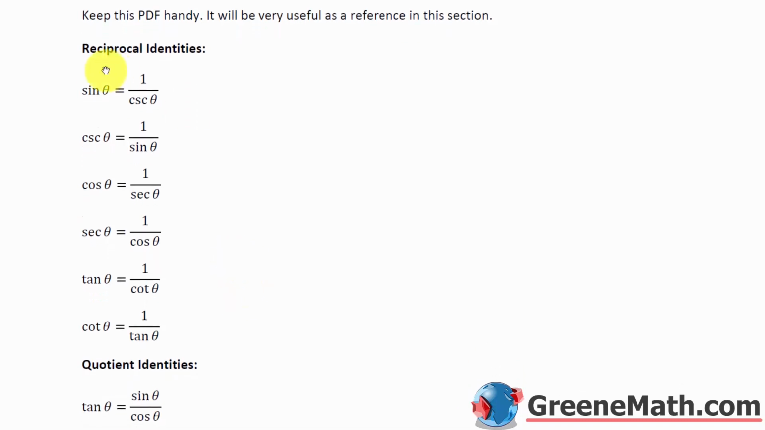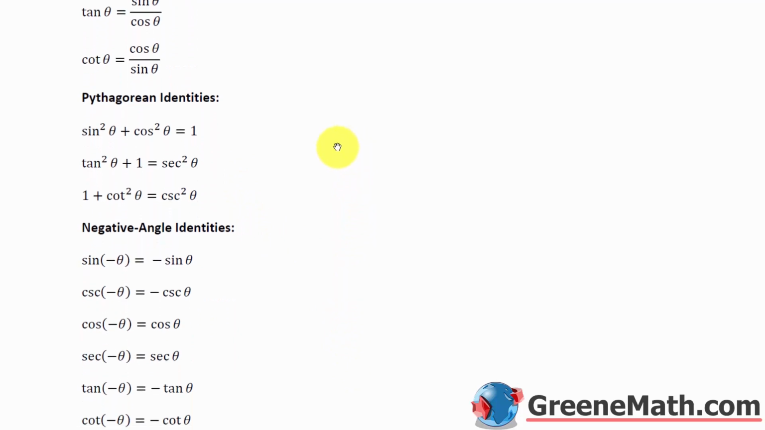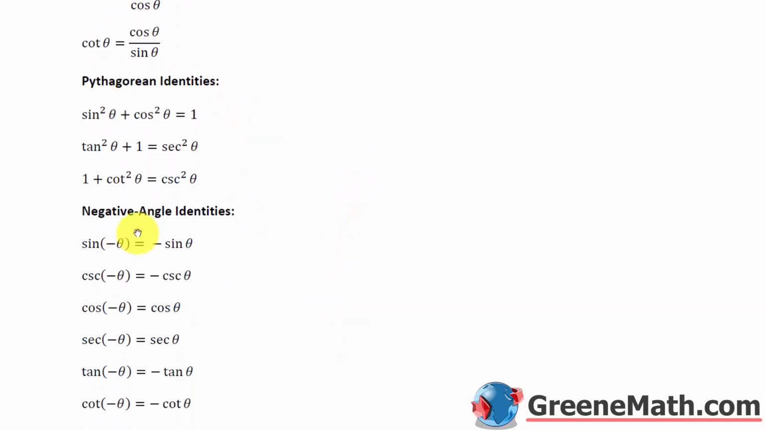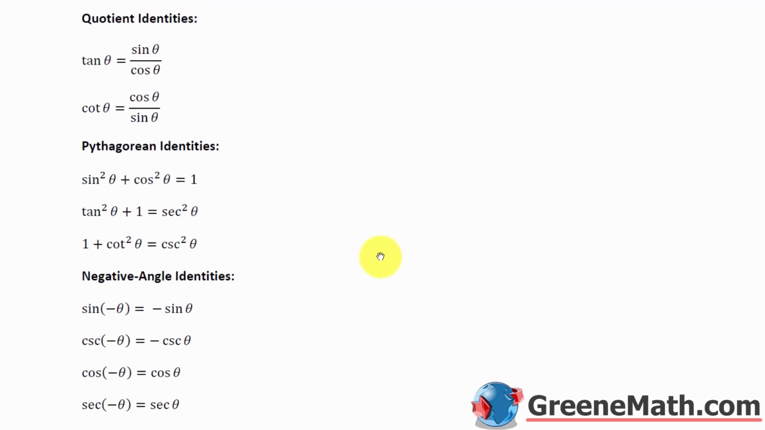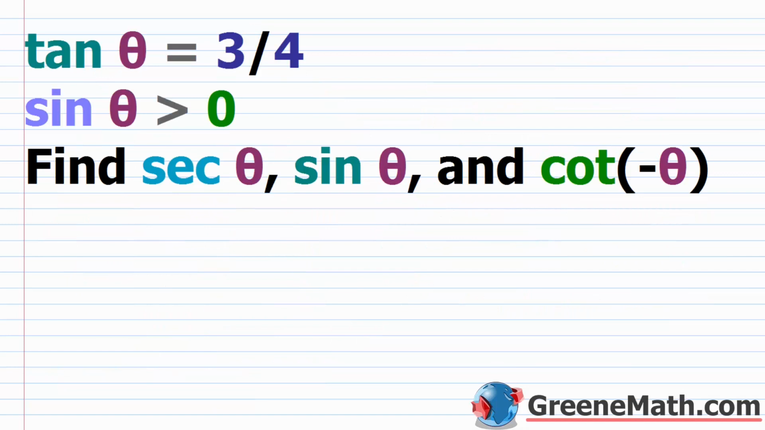So you have here the reciprocal identities, the quotient identities, the Pythagorean identities, and then the negative angle identities, which we just talked about. We're going to use this in this section. Together, these are all called the fundamental identities. And we're going to start by solving a problem that we've already seen how to solve before, but we're just going to do it in a different way.